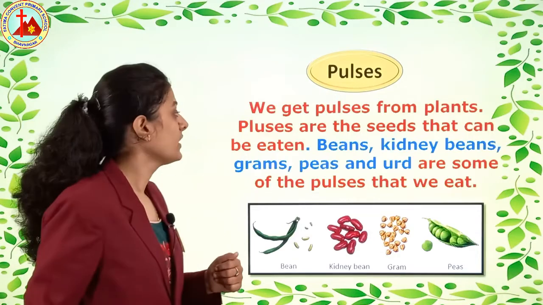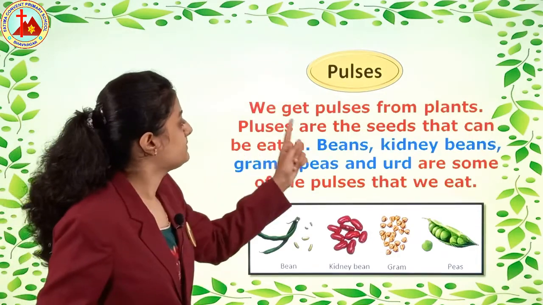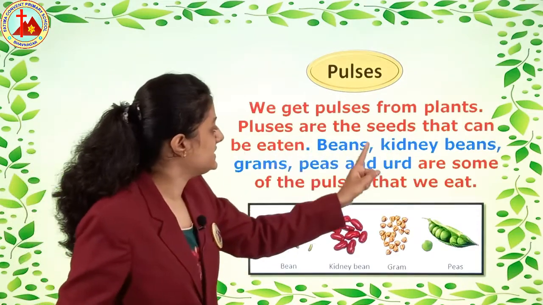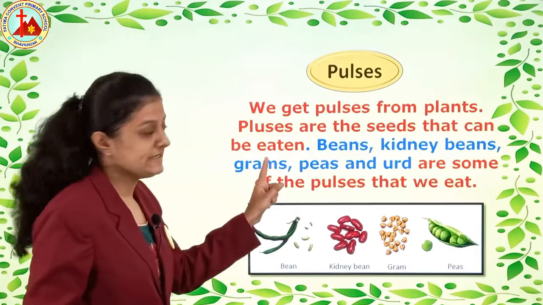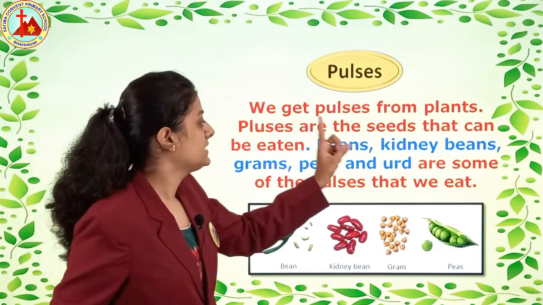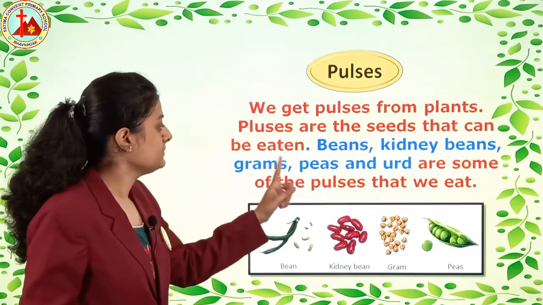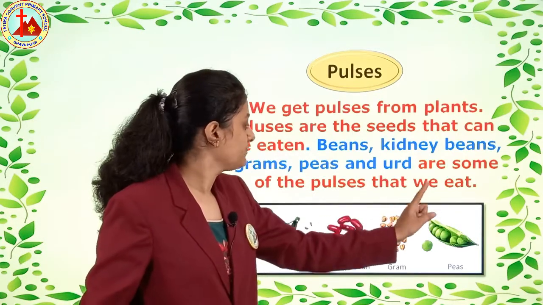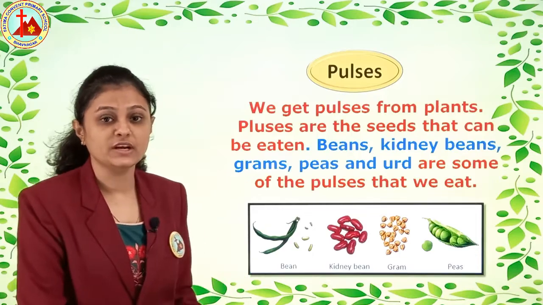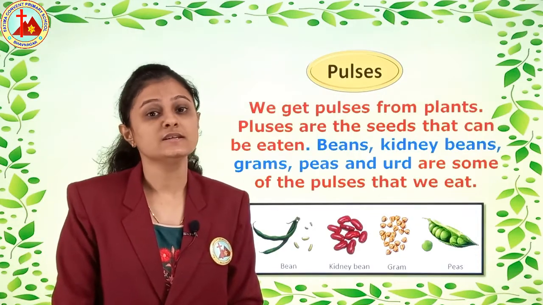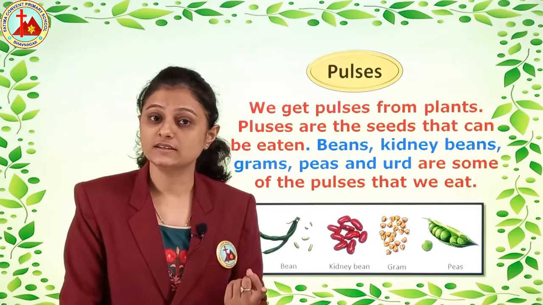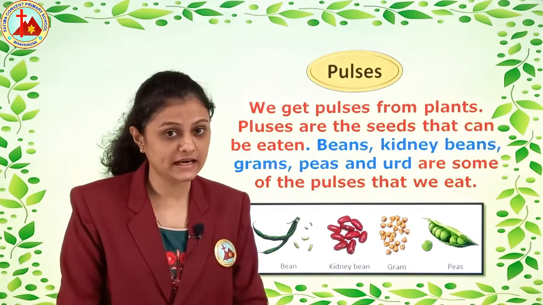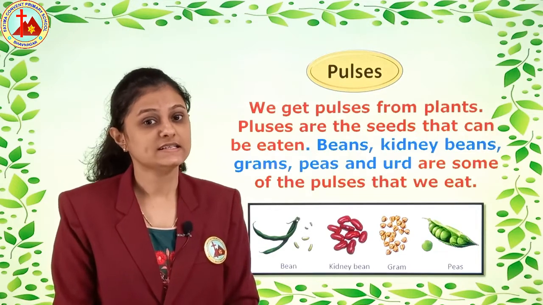pulses. Okay. We get pulses from plants. Pulses are the seeds that can be eaten. Beans, kidney beans, grams, peas and urad are some of the pulses that we eat. Now you see children, the pulses are the seeds. The cereals are the grains. Okay, the cereals are the grains and pulses are seeds.